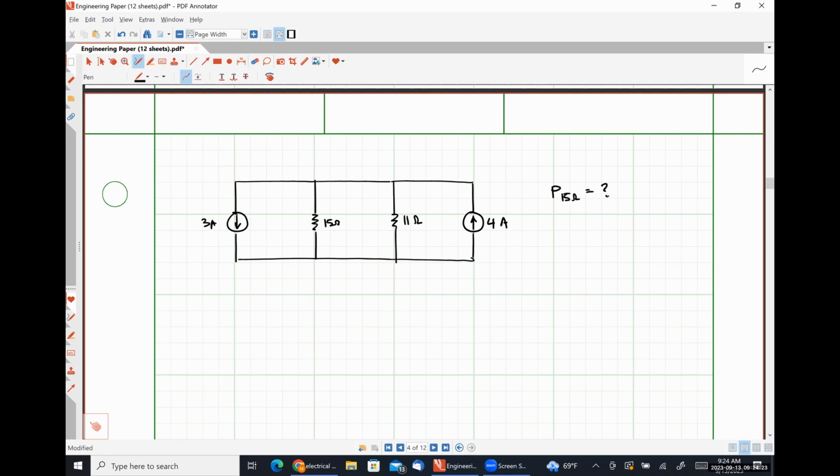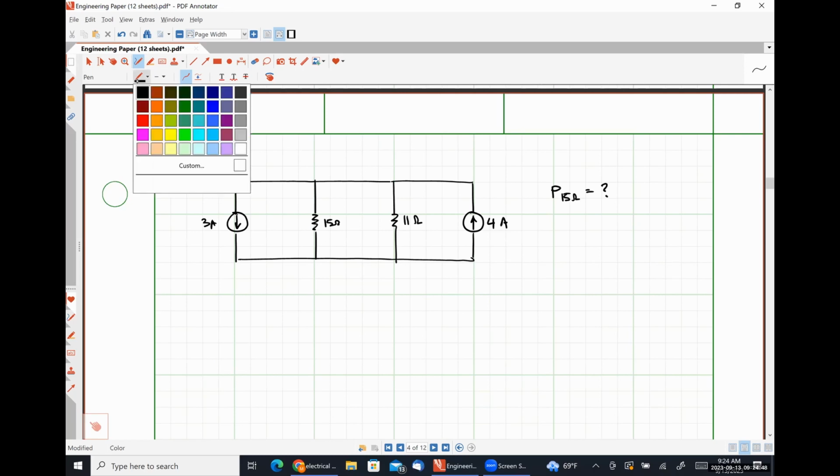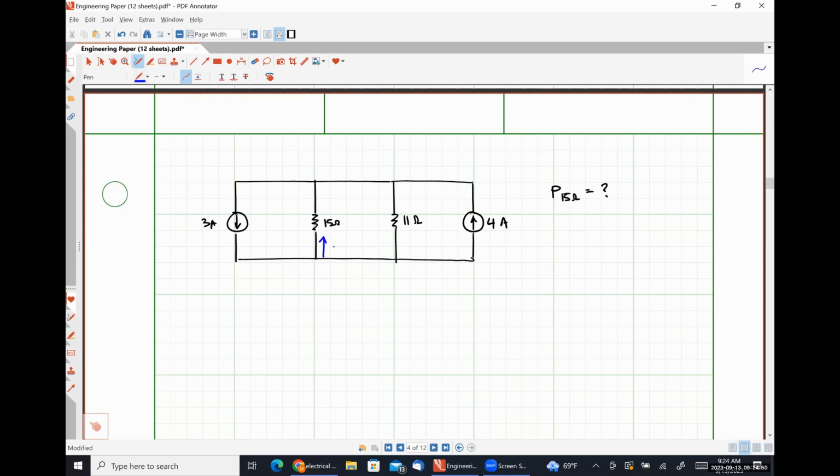So we need to arbitrarily define a couple of things here. First, we need to define directions for our current flowing through our 15 ohm resistor and the direction for the current flowing through the 11 ohm resistor. So tell me which one is up and which one is down, if either are up or either are down, whatever. Both of them up. Okay. So let's arbitrarily choose this to be I15 ohms and this to be I11 ohms. All right.